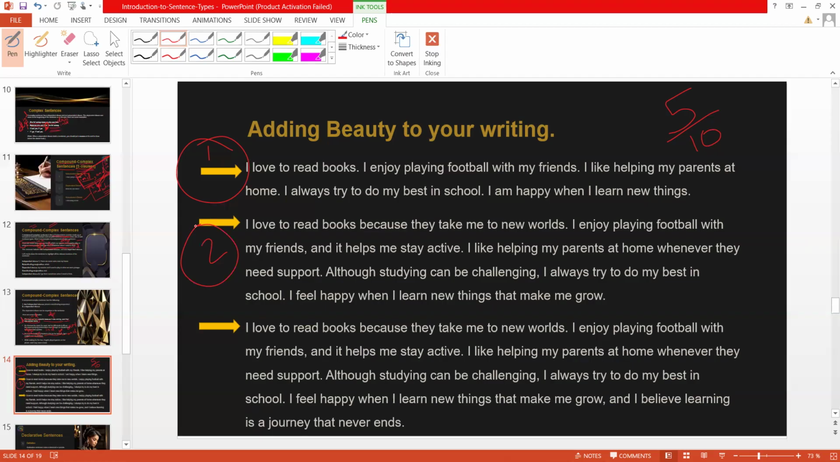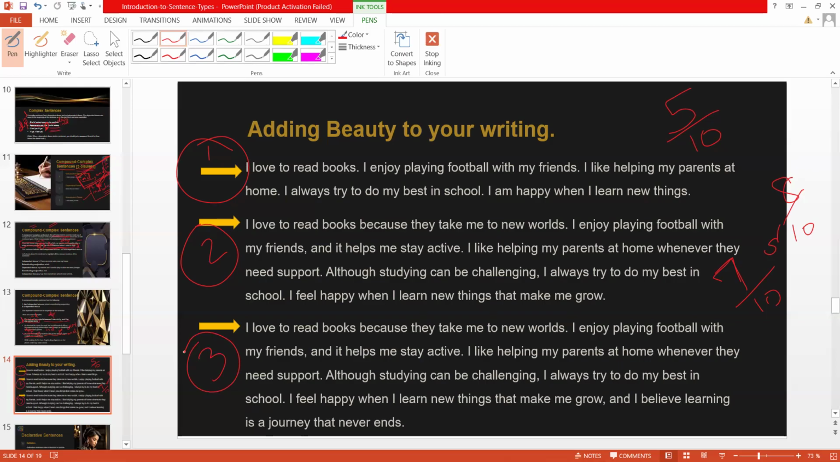Now see, you find the difference here. How will you grade it? What if I say 7 out of 10 or 8 out of 10? Few of you might grade it 7 or 8 or somewhere in between, isn't it so? Now, for the third one, we have just added one compound complex sentence here.